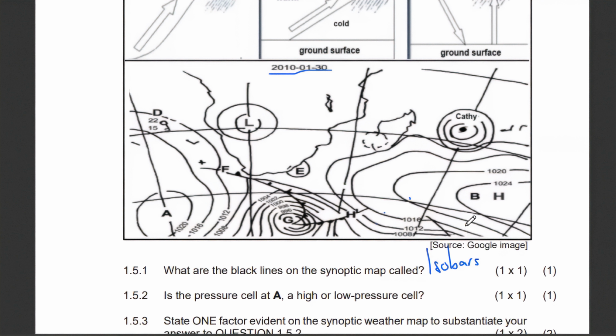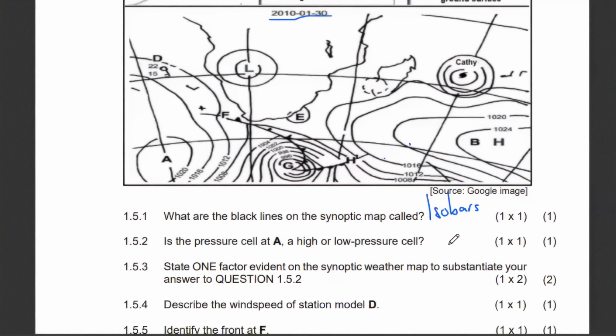Is the pressure cell at A a high or low pressure cell? Right, if we check where is our A, A is here, and I've already mentioned that this is an anticyclone. Right, it's out of geographical knowledge. We know that to the west we have an anticyclone over the ocean, and to the east we also have another anticyclone over the ocean. And if we talk of an anticyclone, we are looking at a high pressure cell.